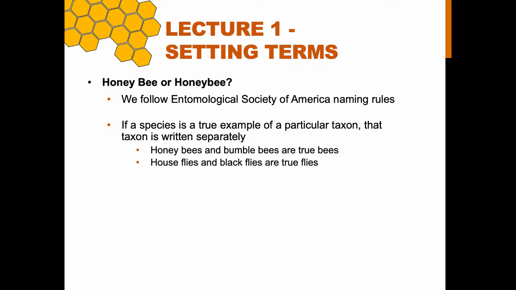Basically that means if you have an insect called something like a stink bug, a honeybee, or a house fly, where part of the name is the insect's taxon, right? So a honeybee is a bee. So you would write honeybee separately, because honey describes what the bee is. It is a bee that produces honey. If it is a bumblebee, that's separate, because it is a bee that bumbles.